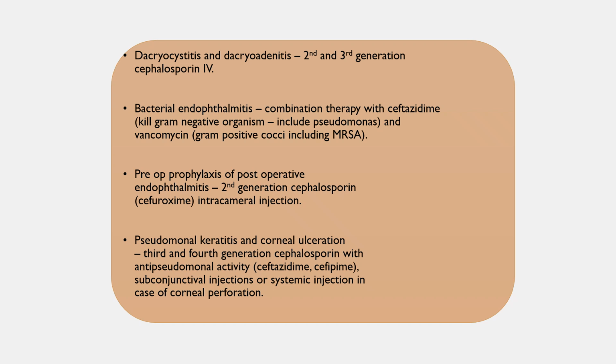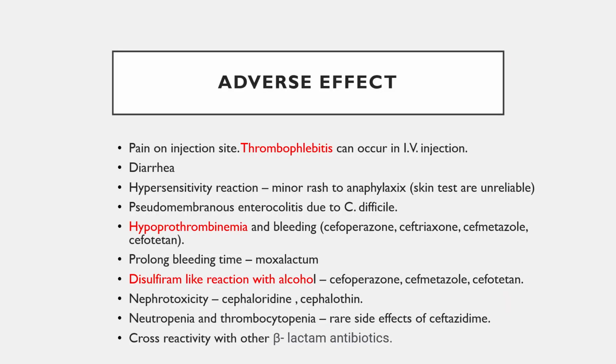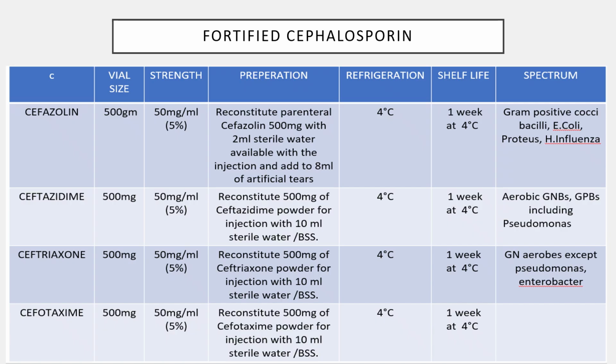Prophylaxis of post-op endophthalmitis includes second generation cephalosporin, cefuroxime, via intracameral injection. Pseudomonal keratitis and corneal ulceration: third and fourth generation cephalosporin with anti-pseudomonal activity, by subconjunctival injection or systemic injection in case of corneal perforations, can be given. Adverse effects include thrombophlebitis, hypersensitivity reaction, pseudomembranous enterocolitis, hypoprothrombinemia, prolonged bleeding time, disulfiram-like reaction, nephrotoxicity, neutropenia, thrombocytopenia, and cross-reactivity with other beta-lactam antibiotics.